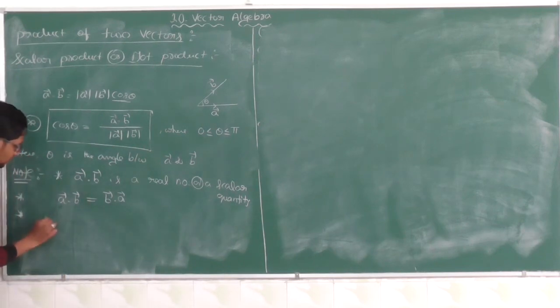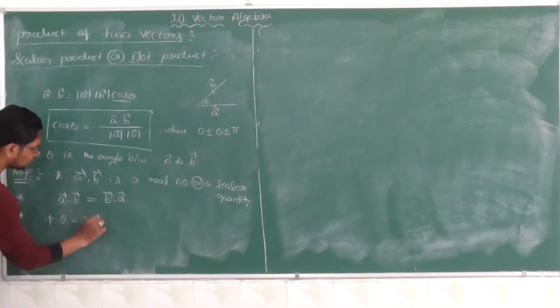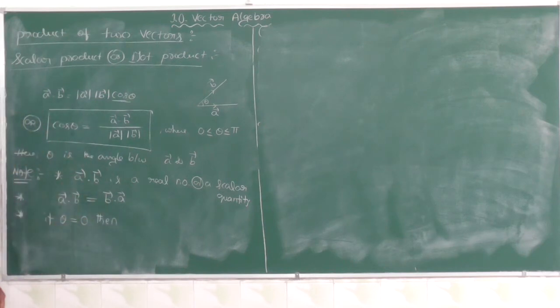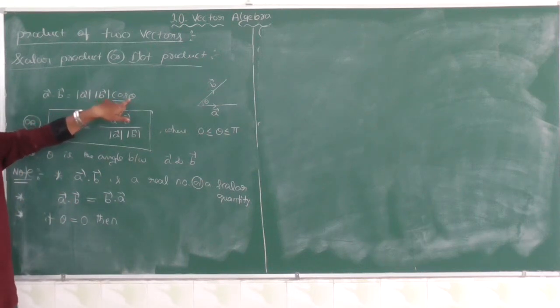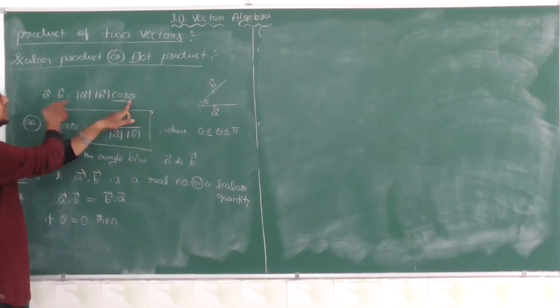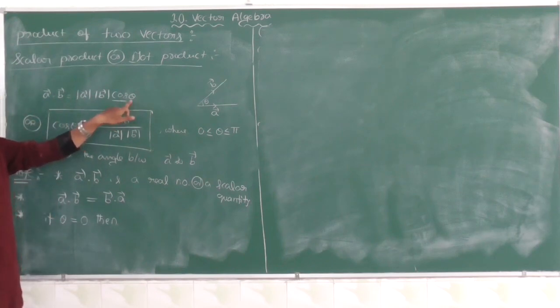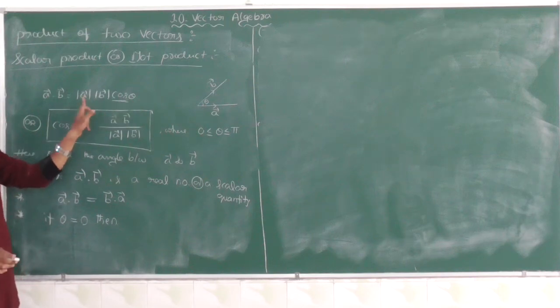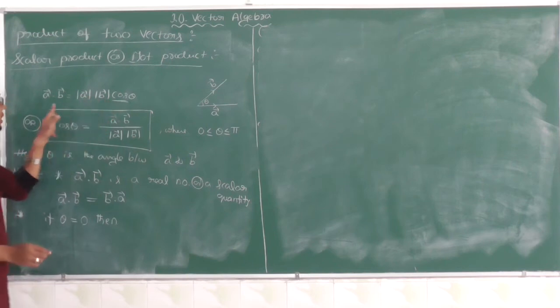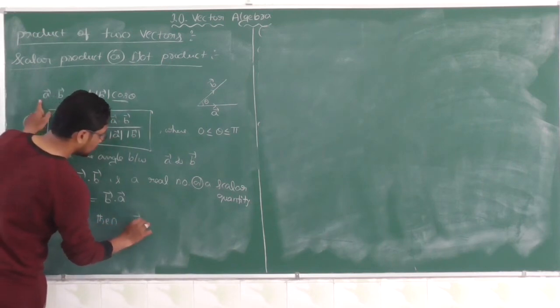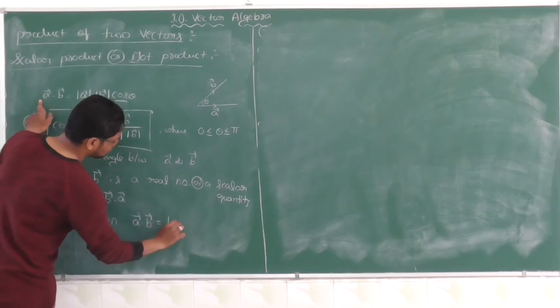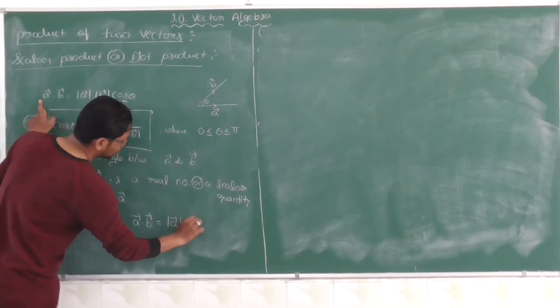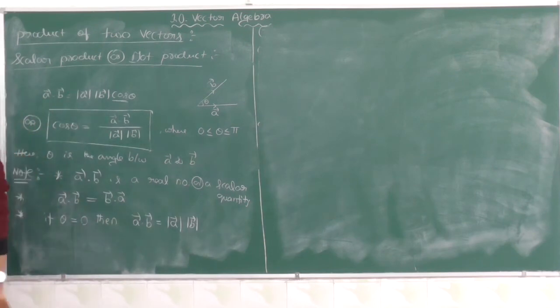If theta equals 0, then you just see, you put theta as 0 in cos theta. Cos 0 is how much? Cos 0 is 1. Then magnitude of A, magnitude of B will remain. Then A dot B equals magnitude of A, magnitude of B.